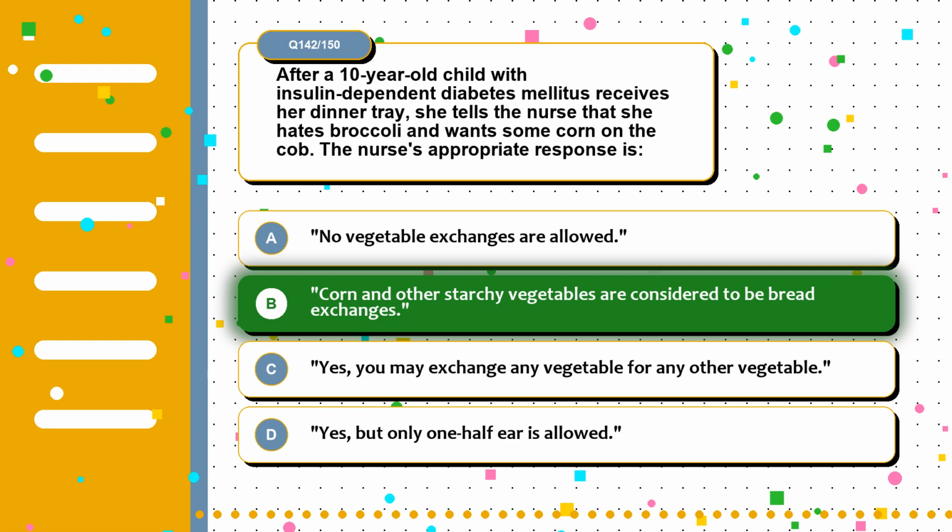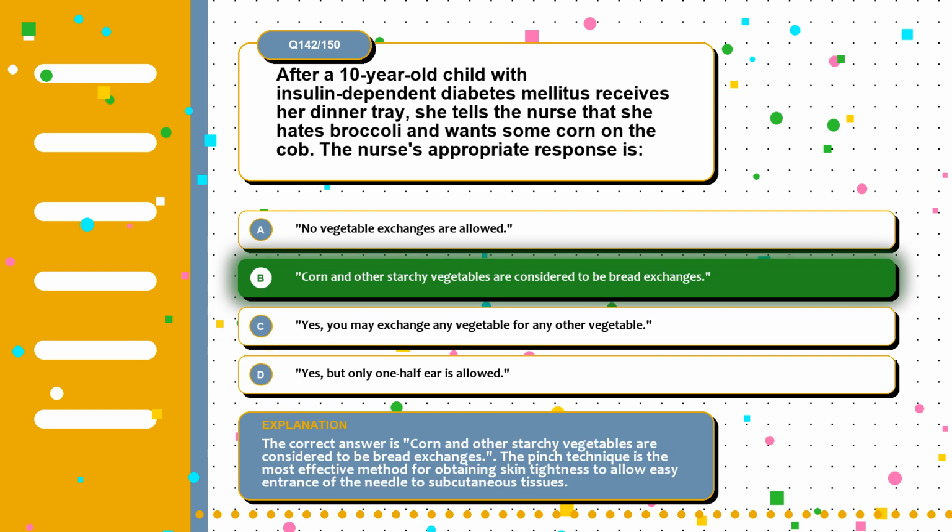The correct answer is option B. Corn and other starchy vegetables are considered to be bread exchanges. The correct answer is corn and other starchy vegetables are considered to be bread exchanges. The pinch technique is the most effective method for obtaining skin tightness to allow easy entrance of the needle to subcutaneous tissues.